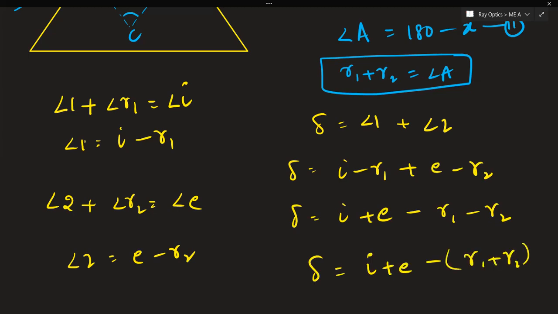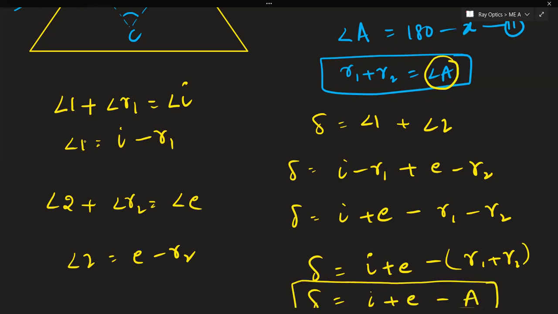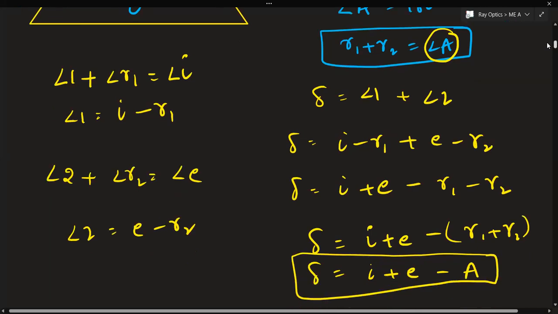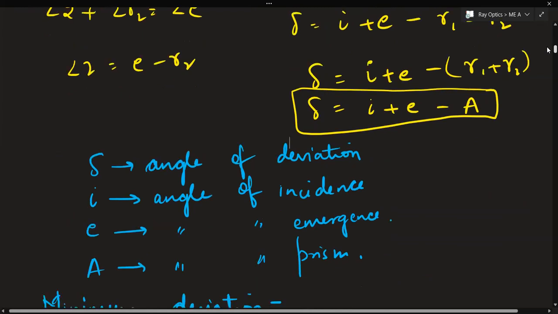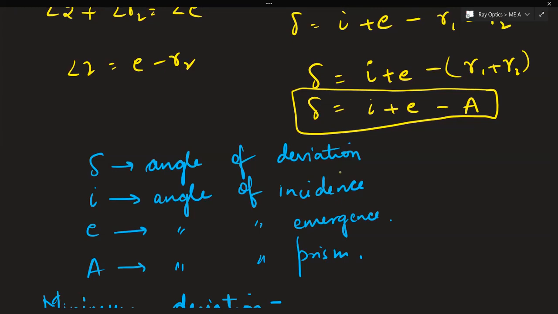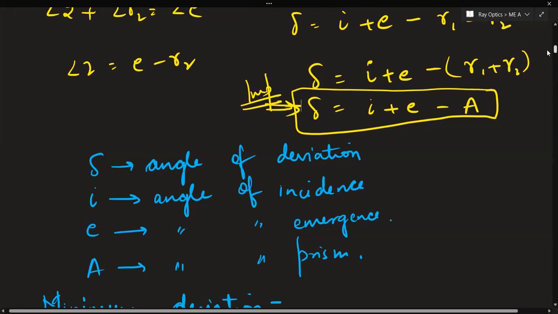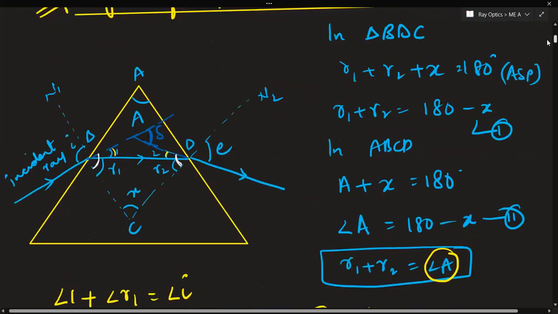What is R1 plus R2? A, the angle of prism. So delta is equal to I plus E minus A. This is the equation for the angle of deviation. Here delta is the angle of deviation, I is the angle of incidence, E is the angle of emergence, and A is the angle of prism. The derivation which we have covered right now is important, as I have already made you mark also. This derivation comes. Now there is one condition when this becomes very small.